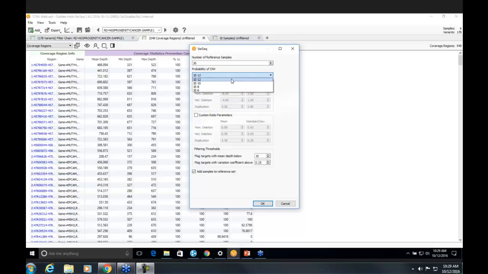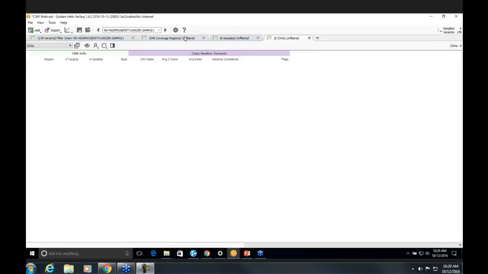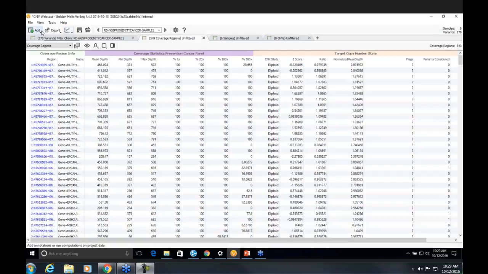At a very low value, such as 10 to the negative 12th, you'll have high precision but lower sensitivity. And at a value like 10 to the negative 6, you'll have lower precision but higher sensitivity. That is, you'll get more true positives, but you'll also get more false positives. So for now, we'll just leave it at the default value of 10 to the negative 12th. We've selected to add these samples to our reference set so they can be used as controls. So we'll just click OK and run our CNV algorithm. So it's finished now, and it has called a number of CNVs for some of our samples here.